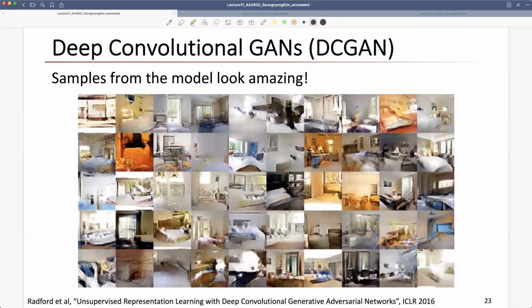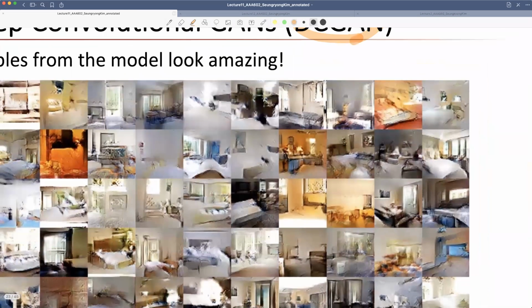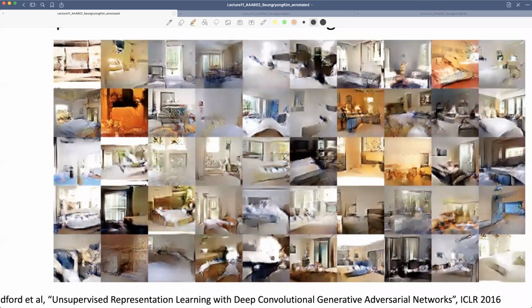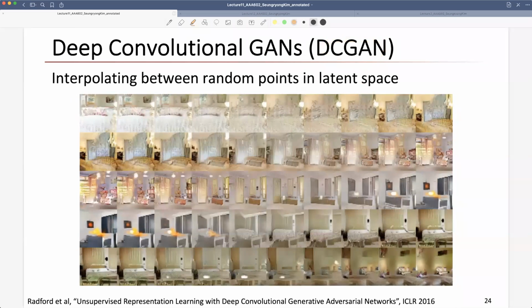So these are the samples generated by the DCGAN. You can see here the samples from the model look amazing, right? Actually, it's not amazing nowadays, right? There are so many much better techniques to generate new samples. But at the time, in 2016, it was very amazing, right? Without using any real image, we can generate such a new fake sample from the random noise. Other examples are here.